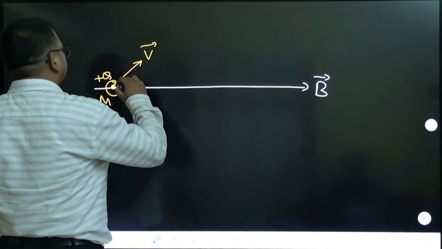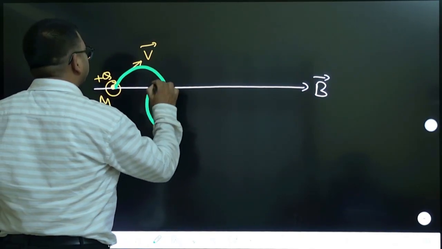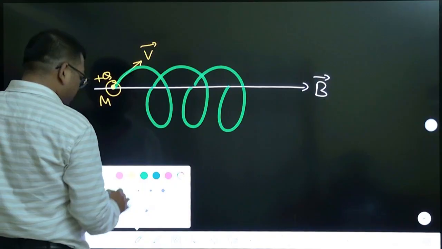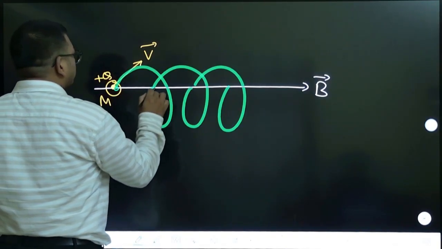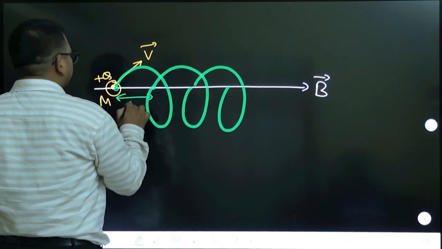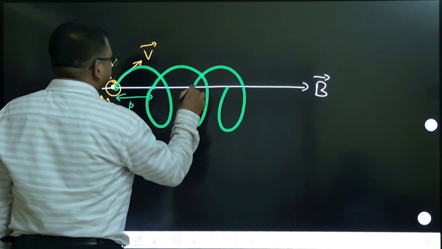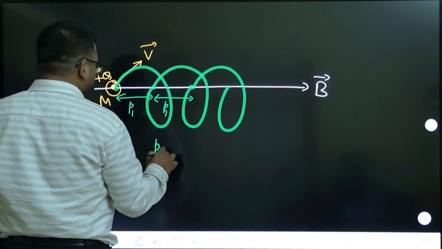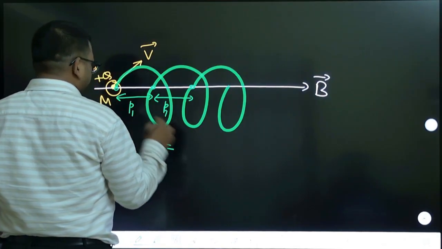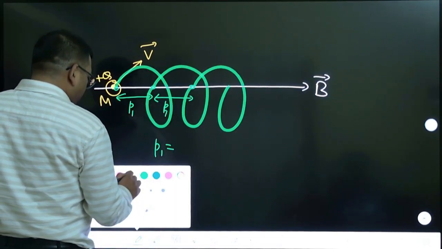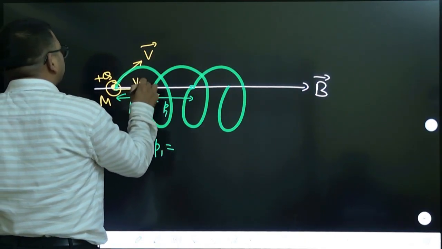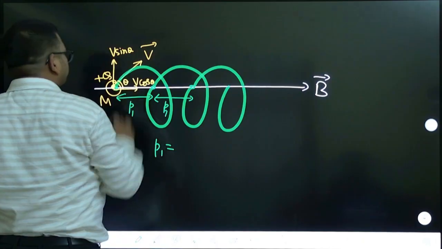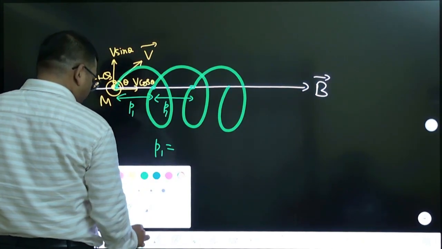You know that this is going to move in a circular path. Again it will come here, then the next circle, like that the helical path happens, and these distances are the pitch. You know that from here to here is one circle, so this is one pitch. Let us write the pitch as p, and for the first particle let us write it as p1. So pitch 1 will be how much? It is the time period multiplied by v in this direction. V you need to resolve: the parallel component is v cos theta, and the perpendicular component is v sin theta, because this angle is theta. So pitch 1 will be how much?